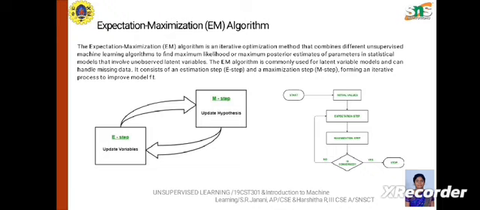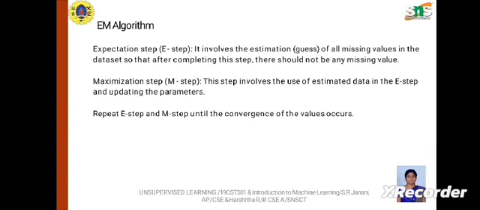The figure represents the M step and E step, which update the variables and also update the hypothesis, and the flowchart describes the algorithm. The next thing, it consists of three steps: the expectation step, the maximization step, and repeating the E step. So these are the steps involved in the EM algorithm.